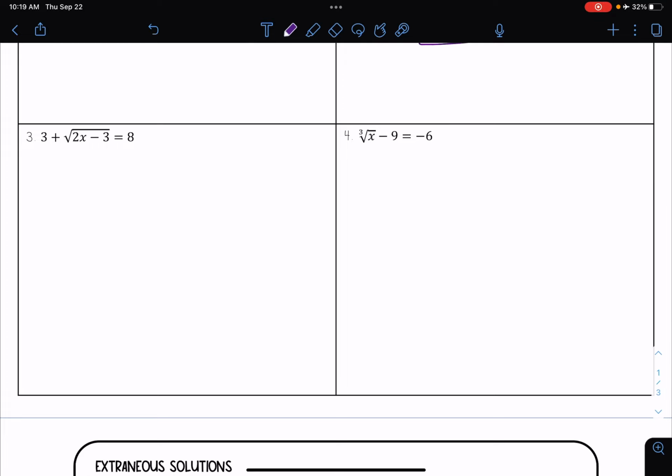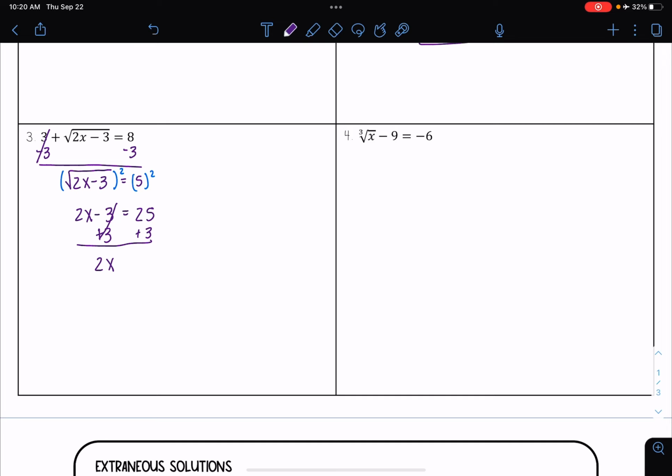Number 3, I have 3 plus the square root of 2x minus 3 is equal to 8. First, I need to isolate that radical, so I'm going to subtract 3 from both sides. And I get the square root of 2x minus 3 is equal to 5. To get rid of that square root, I need to square both sides. When I square both sides, I'm left with 2x minus 3 on the left. 5 raised to the second power, I get 25. And now I just need to solve. So I'm going to add 3, and I get 2x is equal to 28. Then I'm going to divide both sides by 2, and I get that x is equal to 14.